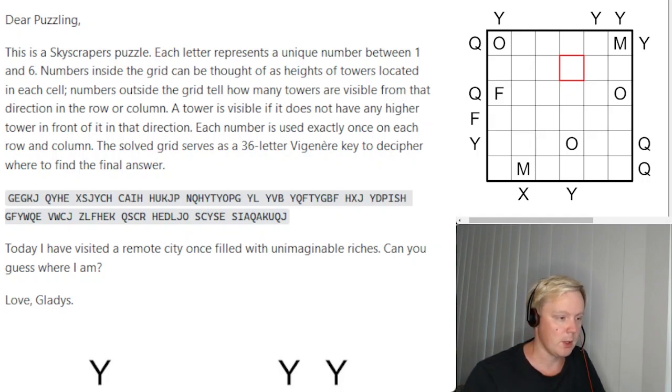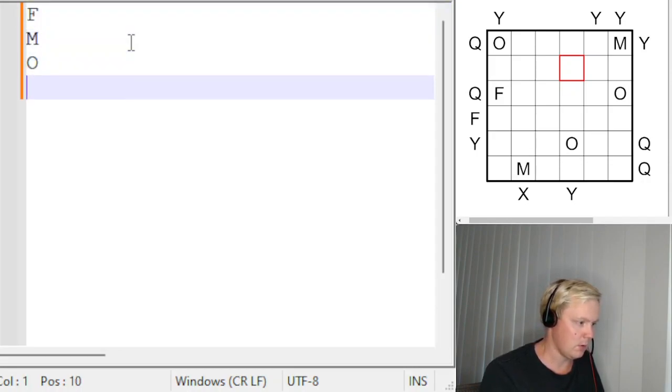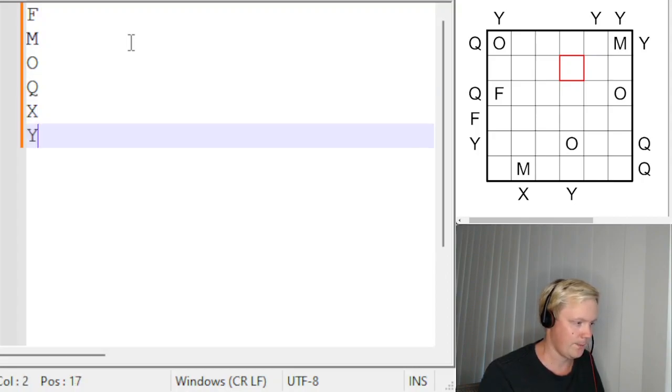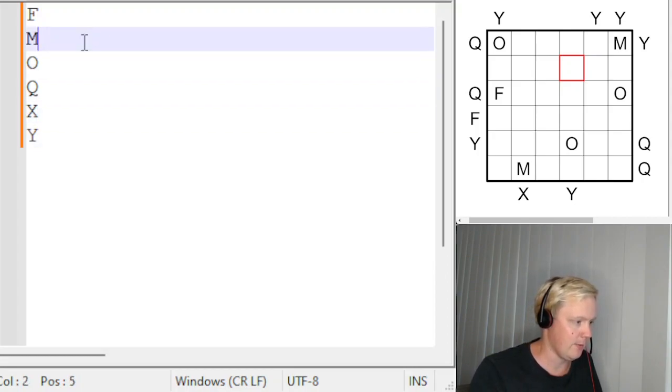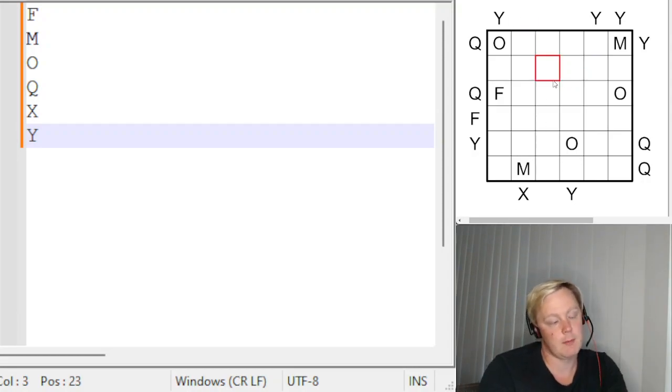Let's open up Notepad and actually write down what numbers can be what letters. So the letters we can have are F, M, O, Q, X, and Y. That's the 6 letters that we have. So let's start by thinking about extreme numbers.